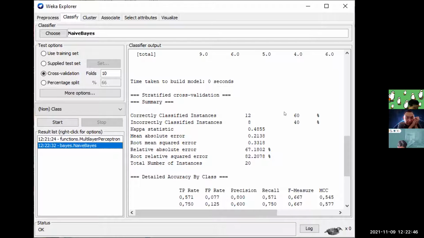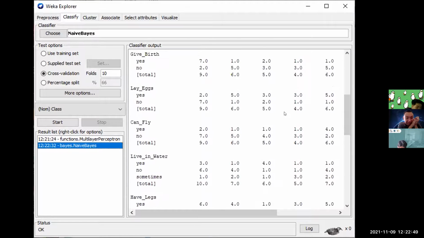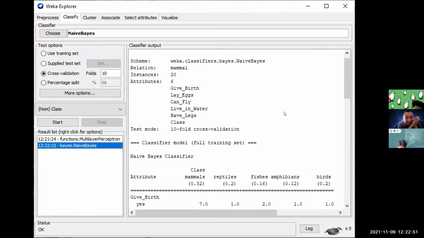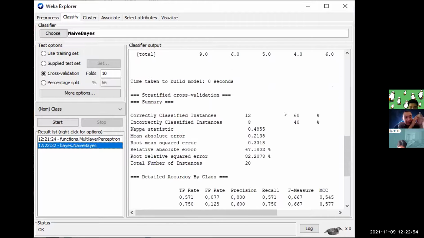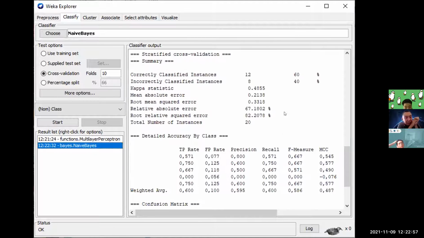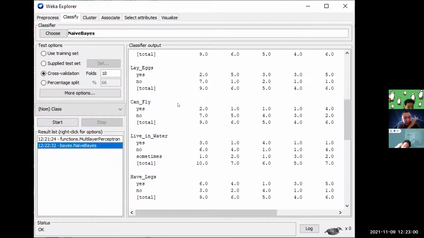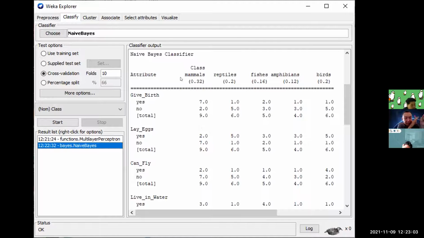You can try. So if you already get, say, this is 60%, how are you going to use it? For my prediction? That table above is the one that you're supposed to use. Exactly, this table. So how do you interpret this table? When it gives birth, so 7 here, what does it mean? 7 out of the 70%? No. 7 out of 9.